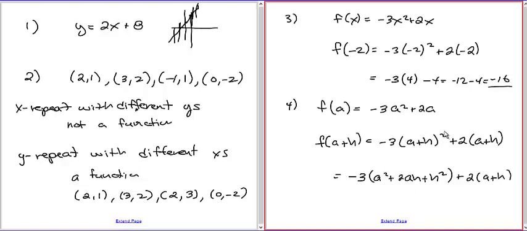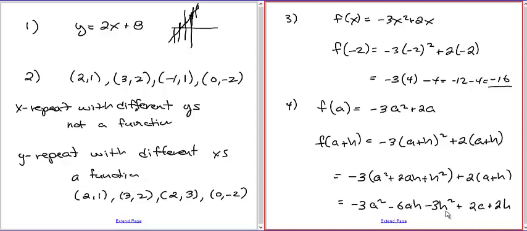So the first thing to do is to evaluate that whole thing. Then if there's a constant out front, multiply it by that constant. So you get negative 3a squared. Negative 3 times positive 2 is negative 6, negative 6ah. And then negative 3h squared. And then the second part is you get plus 2a, and 2 times h is plus 2h.